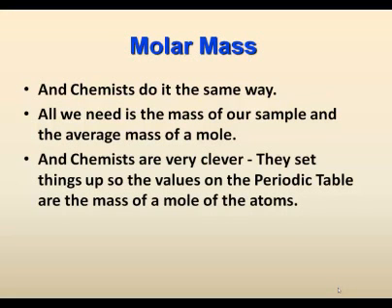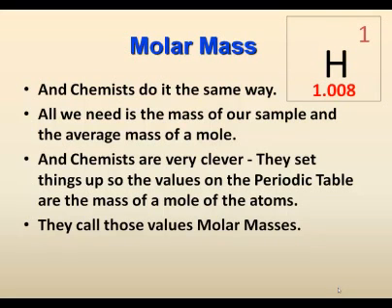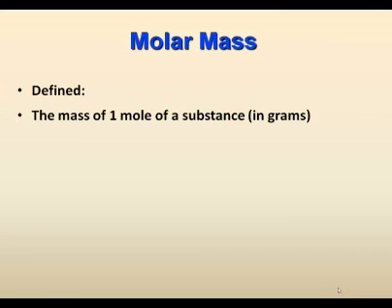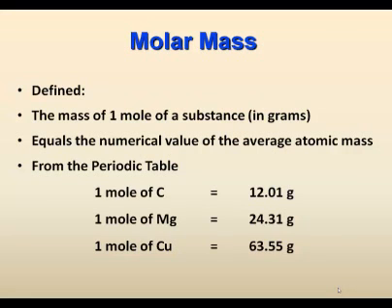And chemists are quite clever. They set up things so that the values on the periodic table are the mass of the mole of the atoms. For example, hydrogen in the upper corner has a mass of 1.008 grams for 1 mole, and that's called the molar mass. So, it's the mass of a mole of a substance. It equals that numerical value. It's from the periodic table, and there are 3 examples. Carbon, if you look it up, you'll see 12.01. Magnesium, 24.31. Copper, 63.55. And there are obviously 100 plus masses there.